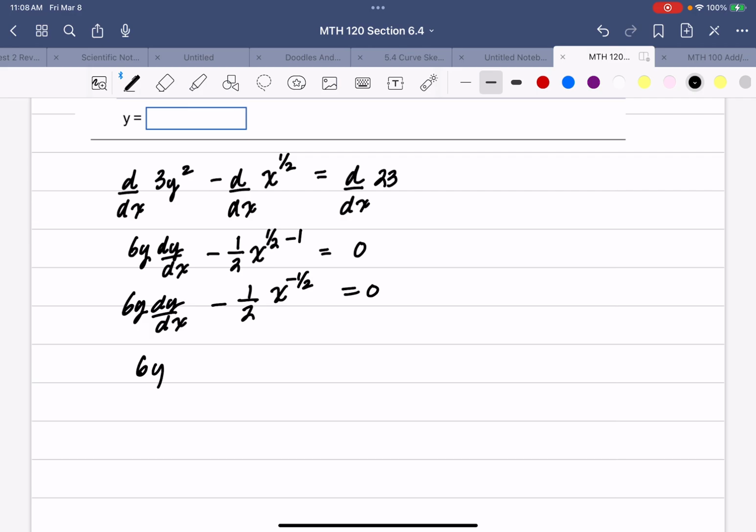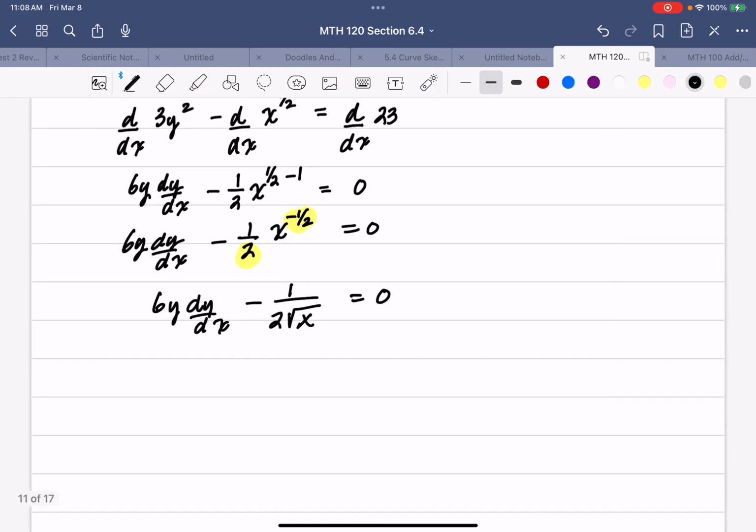That's 6y dy/dx minus 1 over 2 times the square root of x equals 0. Because this is a negative exponent, I move that base to the denominator. It goes along with the 2, and the 1/2 power is a square root, so I went ahead and just wrote it as a square root.